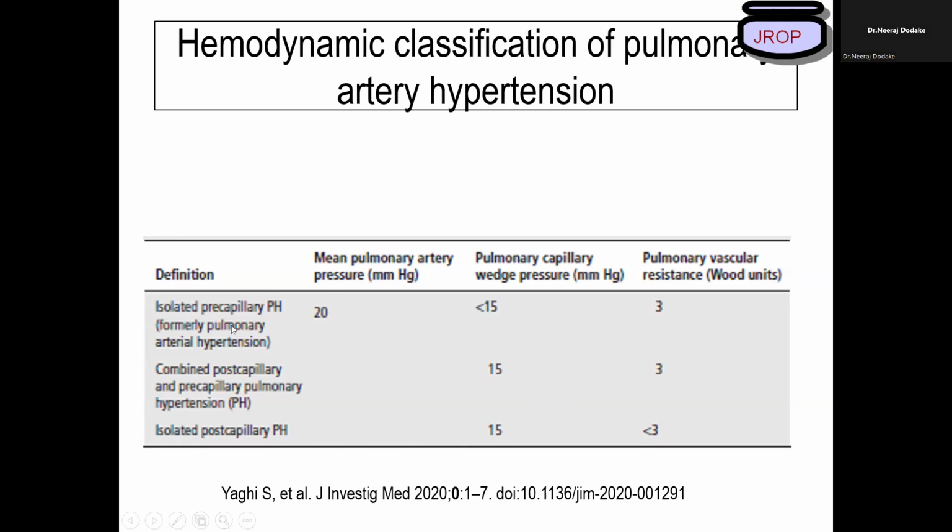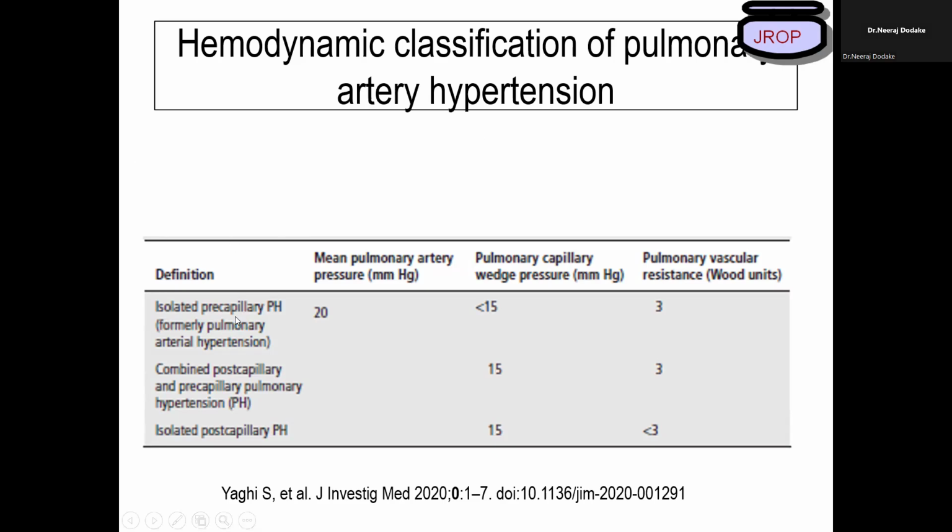Now, how do we say which is pre-capillary, which is post-capillary? Pre-capillary is the patient with chronic obstructive lung disease. So they belong to this category of pulmonary artery hypertension. Heart failure with preserved ejection fraction, they belong to the post-capillary category. And now we are seeing more and more people who are smokers, and on top of that, they have hypertension, diabetes, sleep apnea syndrome, obesity, hypothyroidism, and they have features of combined post-capillary as well as pre-capillary.